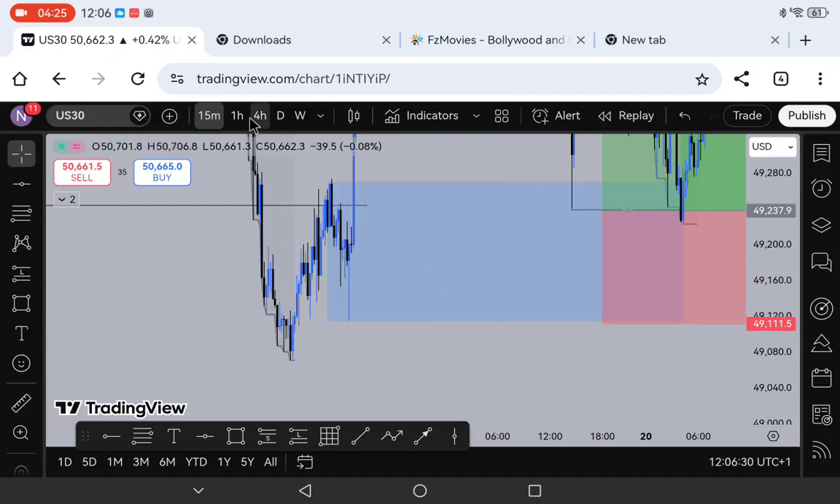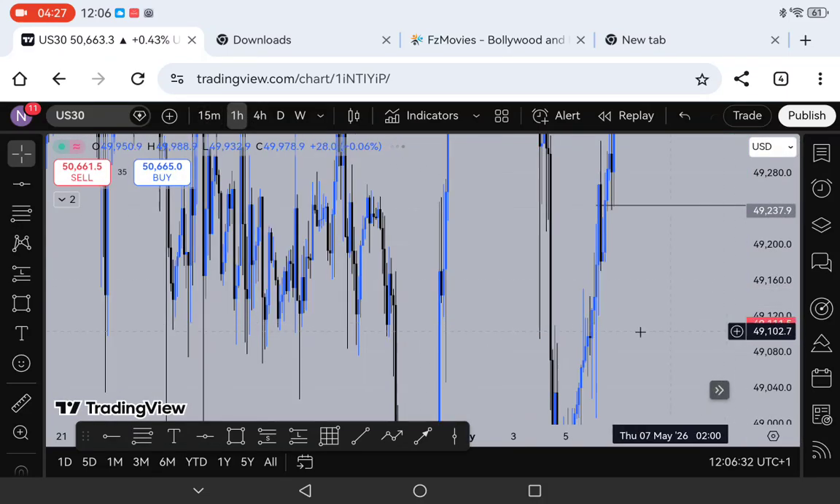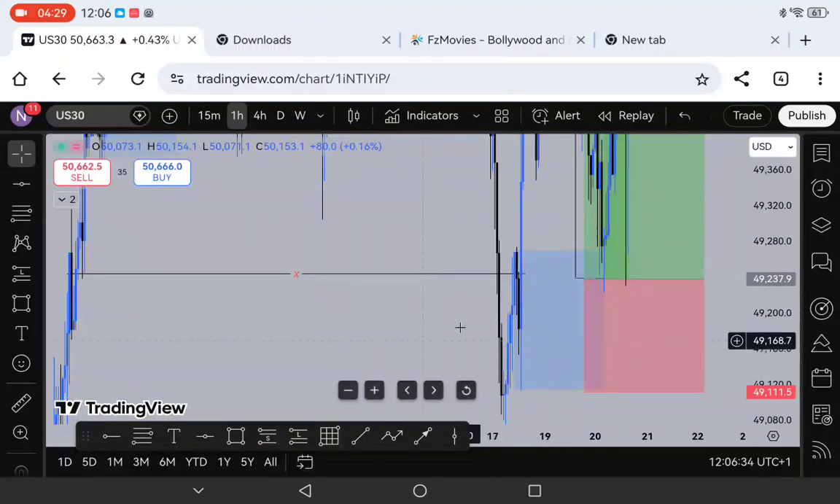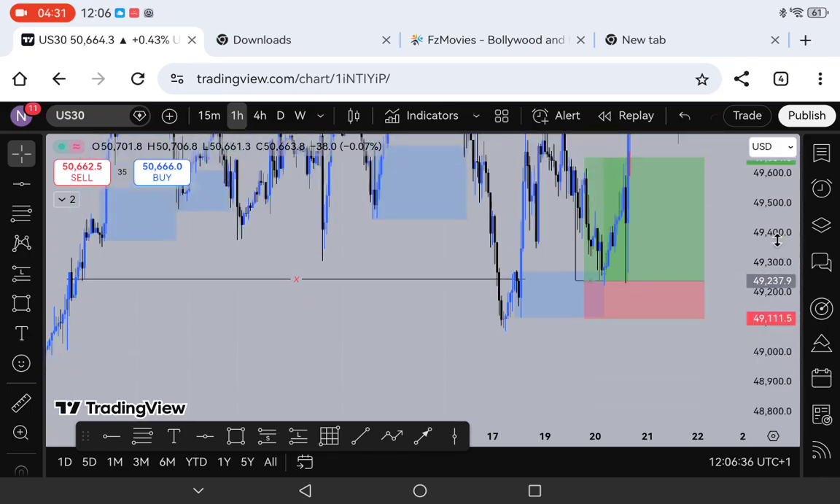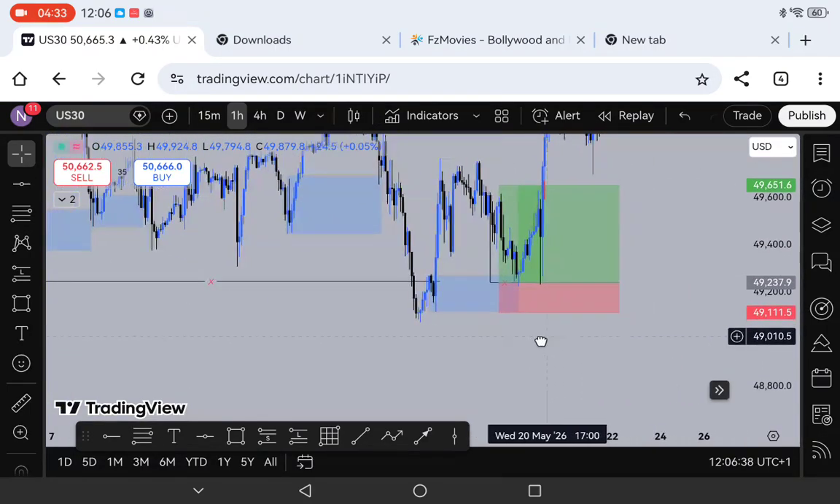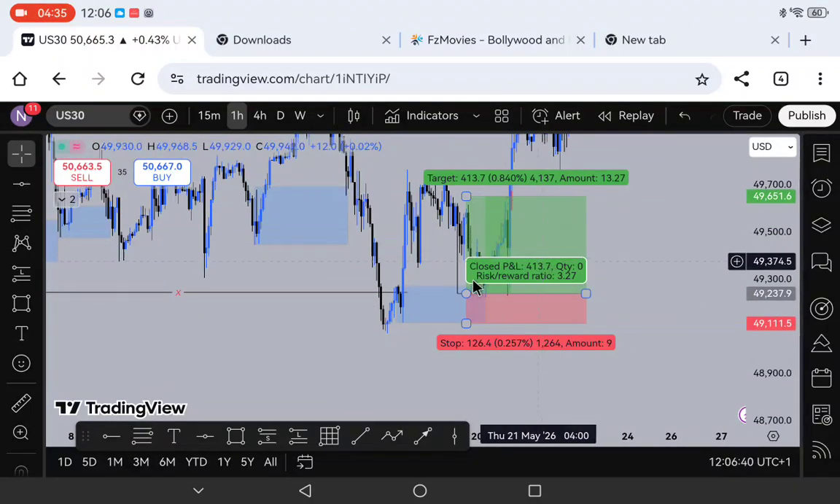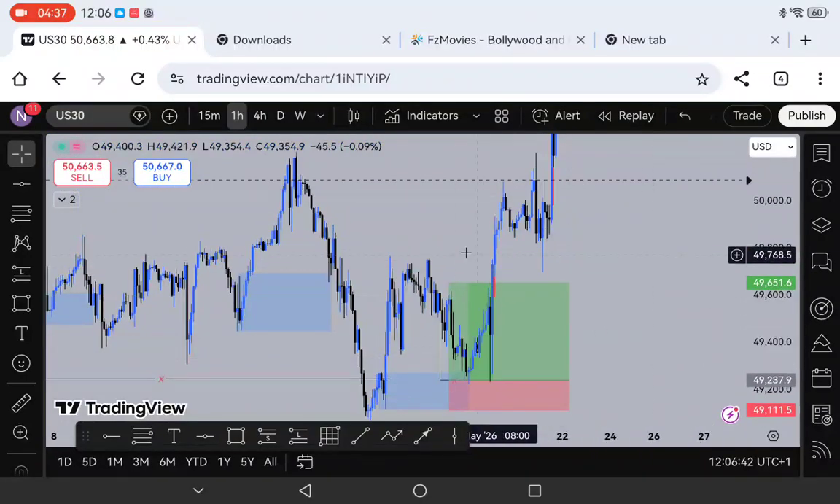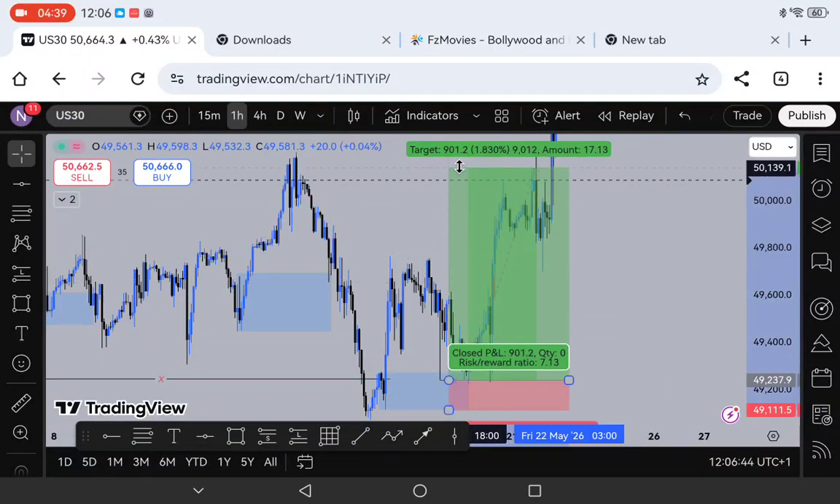I marked it out on the 1 hour, but unfortunately I wasn't active on the chart at that particular time. So that's why I took the trade later the following day during the New York session. So this was how you would have caught the trade. The target: the opposite liquidity. Why was this the opposite liquidity?